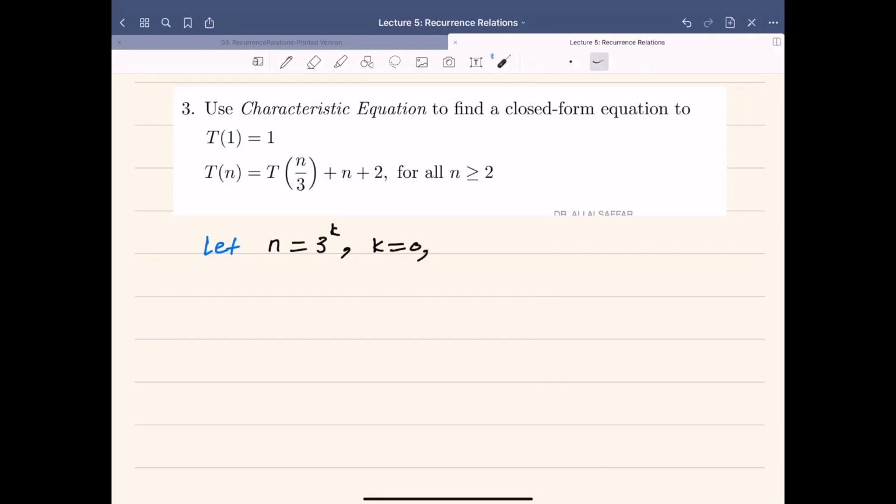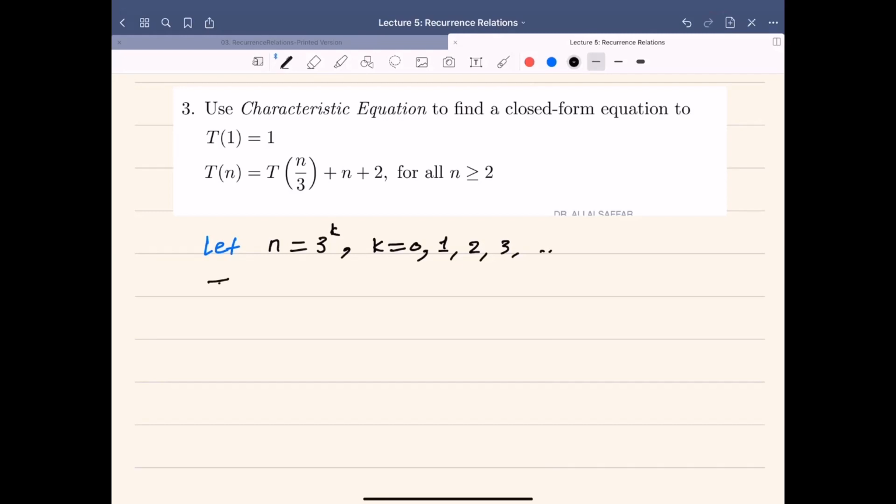Why 0? Because the first value of n is 1, and how to make 3 raised to power k equal to 1? By raising 3 to the power 0. So the next one will be 1, next one will be 2, 3, and etc. So we assume that n is a power of 3.